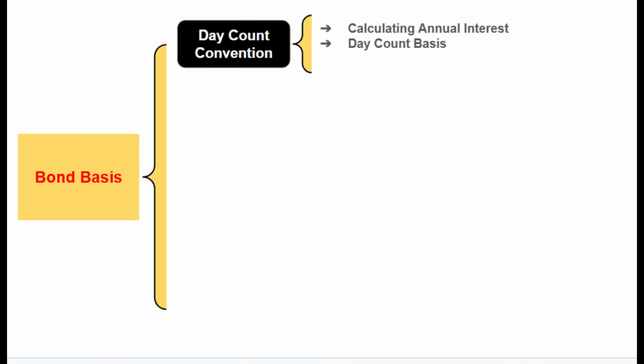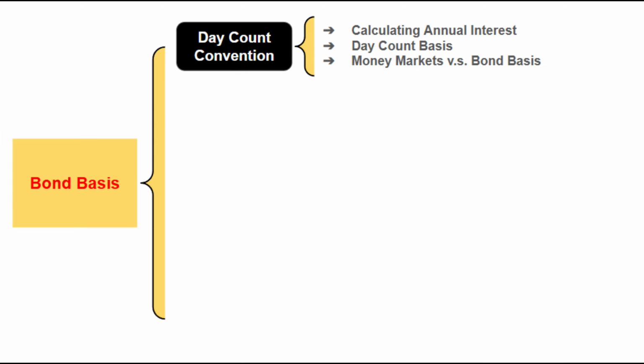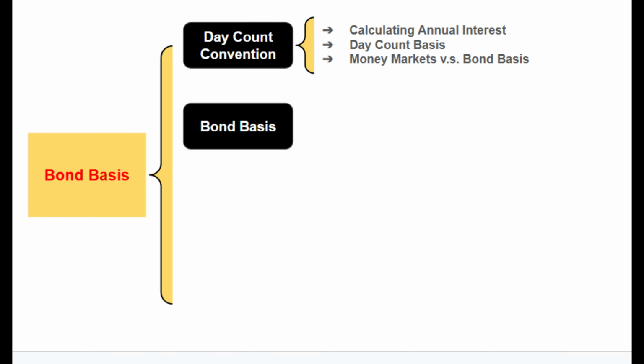Depending on the day count basis on which interest is calculated, the amount of interest is different for the given principal amount, interest period, and interest rate. There are two types of day count basis, which are money market basis and bond basis. We'll look at bond basis first. Bond basis is the day count convention that is typically used with fixed income securities. There are a number of different conventions in this category.